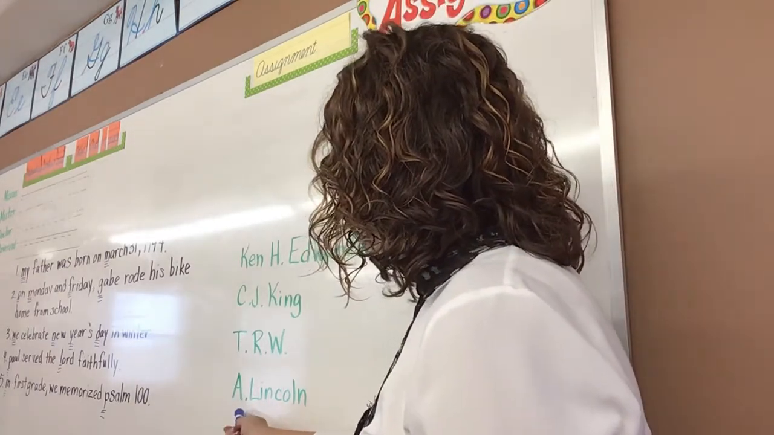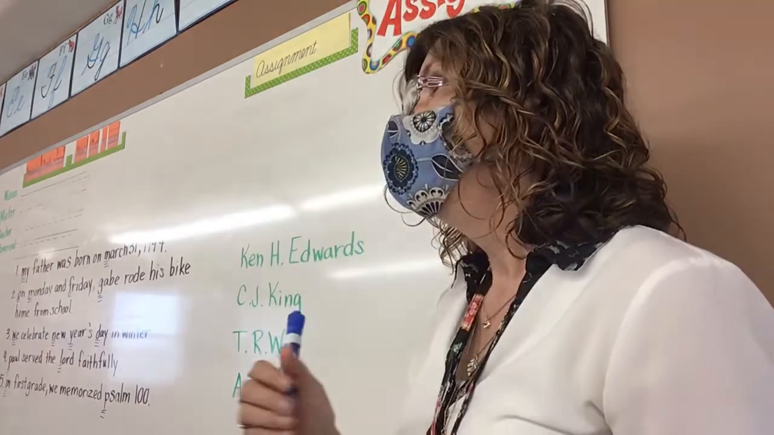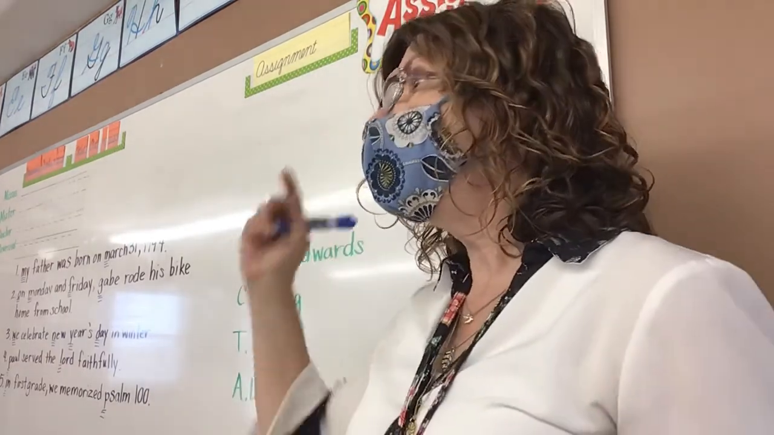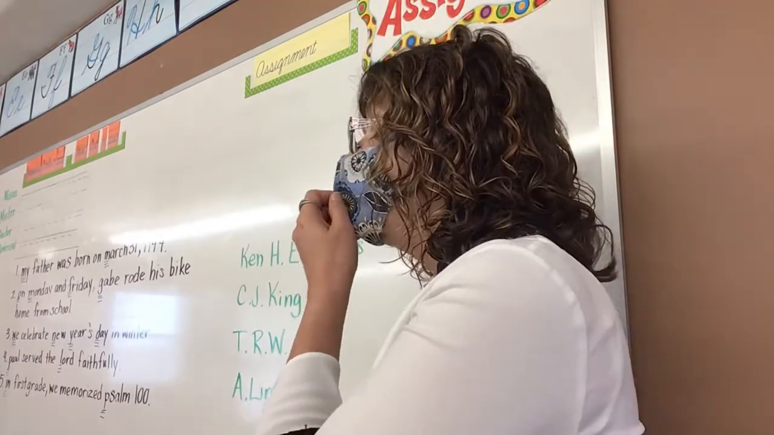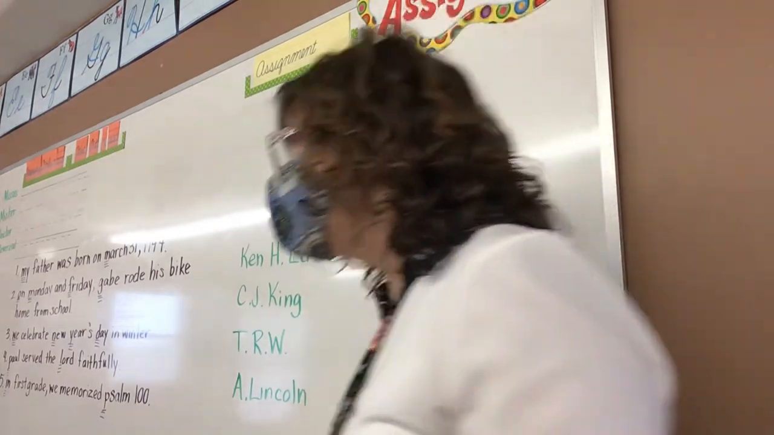And then here's one that's so famous, you probably already know who it is. If I put A period Lincoln, that would be Abraham, right? So sometimes you know who it is by the famous initial and name together, right? All right, so let's look at your paper.